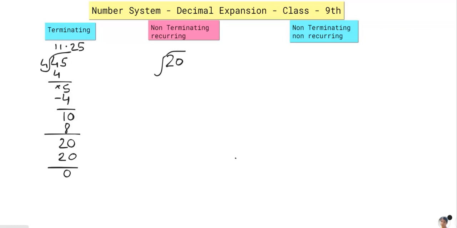20 divided by 3. 3 6 ja 18, remainder 2, decimal point, 3 6 ja 18. Again we get remainder 2. 3 6 ja 18. So it is not ending. 2 keeps coming as the remainder, and in the quotient the digit 6 is being repeated again and again.